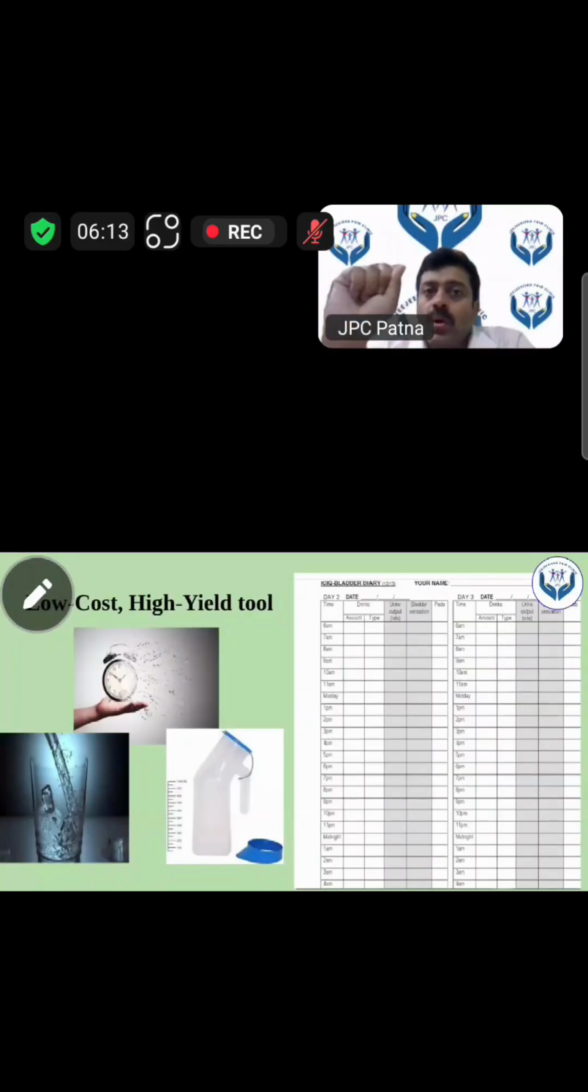It is a low cost and high yielding tool. Why is it low cost? Because you don't have to pay much for that tool. It is high yielding, and there is also no copyright issue with it. There are three components which you have to keep in mind while prescribing a bladder diary. First is the timing, second is the fluid intake, and the third is the fluid output, or the urine output. This is from a chart that I'm showing.